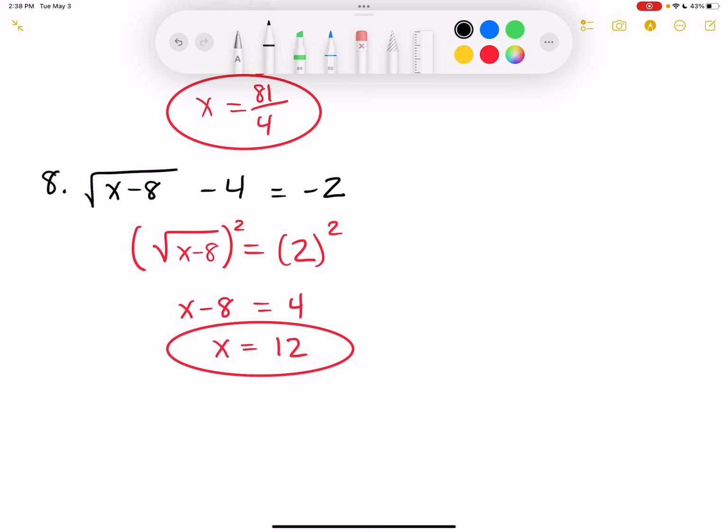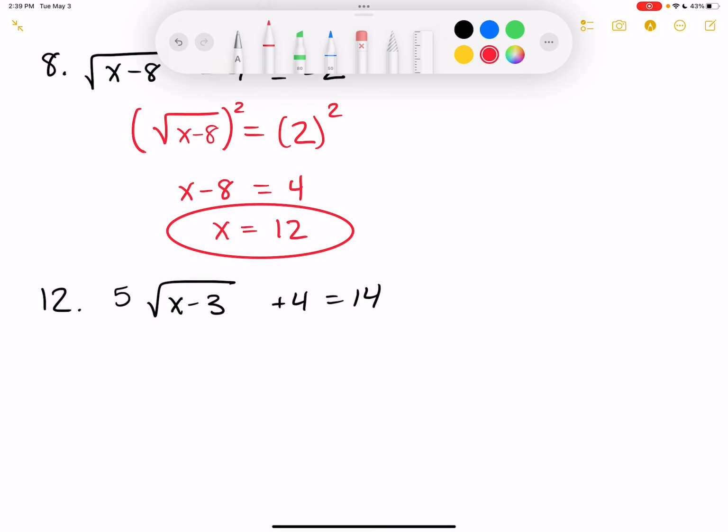All right, 12. 5 square root of x minus 3 plus 4 equals 14. Alright, so hear me out. You want to subtract the 4 from the right side. Subtract 4. So 5 square root of x minus 3 equals 14 minus 4, which is 10.